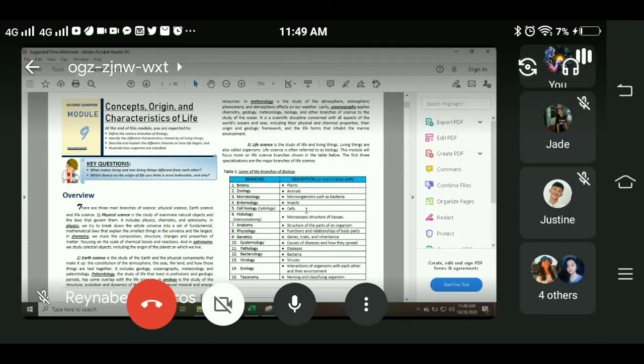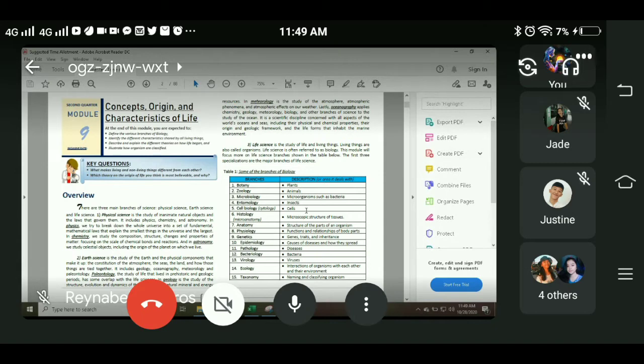Introduction to Module 9, covered in the second quarter. Our first lesson is about the concept, origin, and characteristics of life. Our main objective in studying the concept, origin, and characteristics of life is to define the various branches of biology.